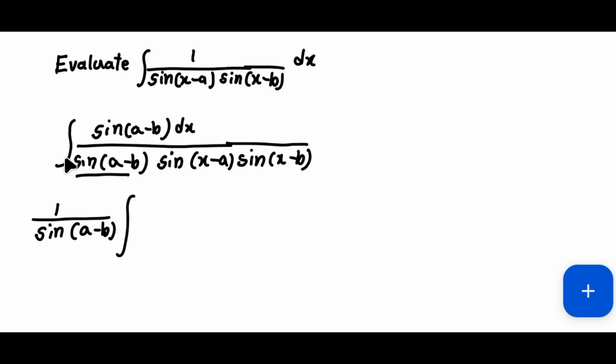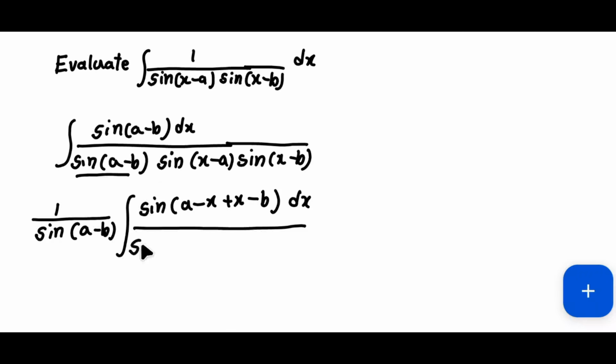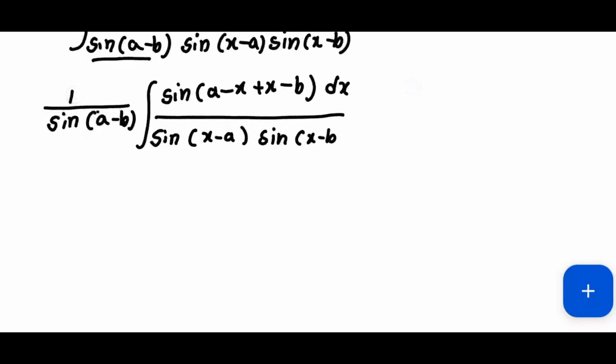Integral of, here a small modification: sine of a minus b, I will write as minus x plus x minus b, as it is, dx whole by sine of x minus a, sine of x minus b. Next, now as it is, continue: 1 by sine of a minus b, integral of, I write x minus b first.